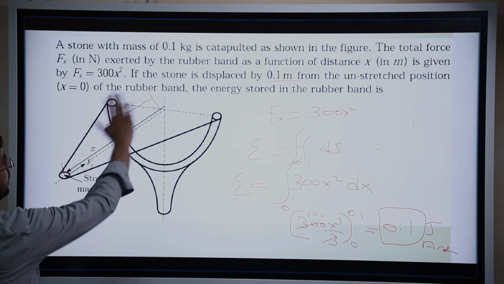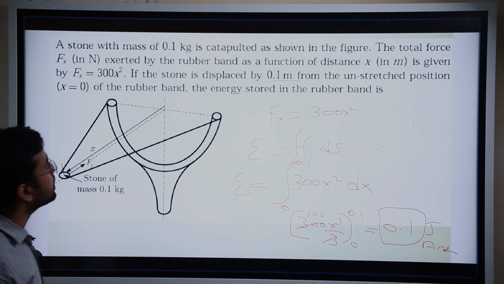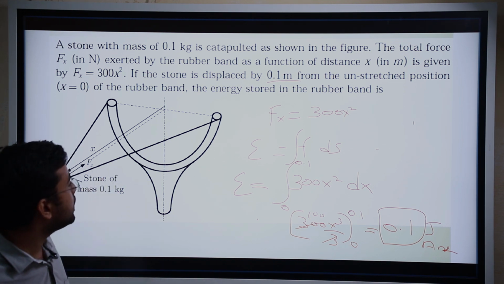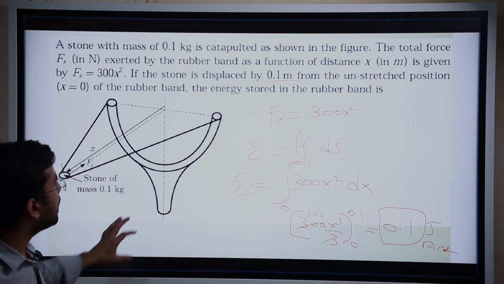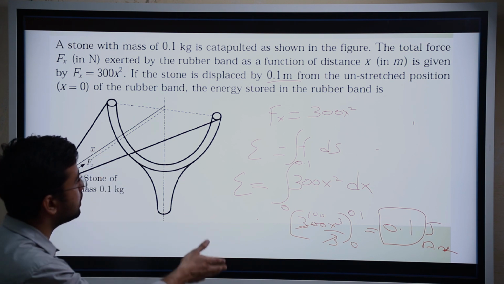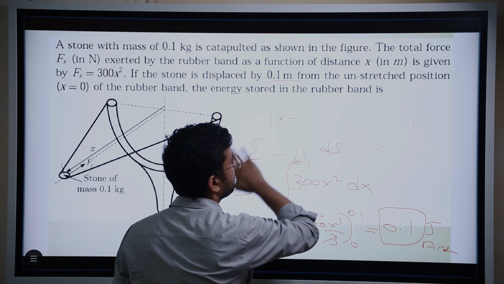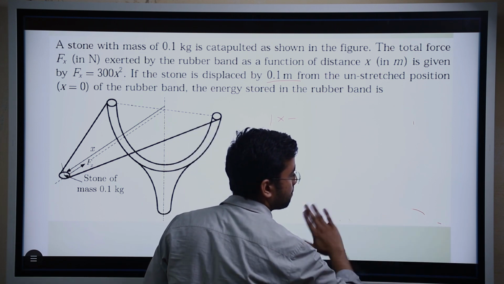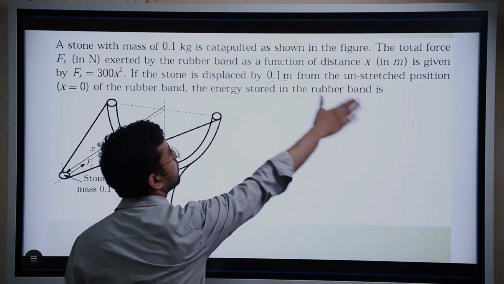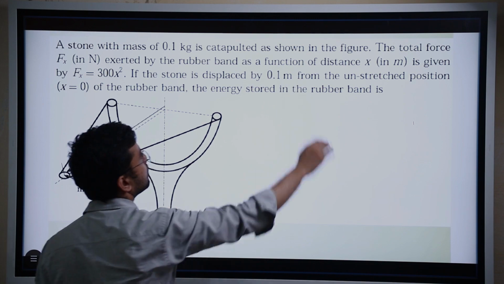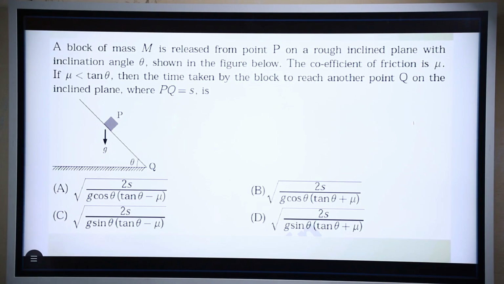Okay, then let us move to the next question. It is a very easy question, but what normally happens when we see this type of diagram is that we get scared, and we leave the question. But it was actually a very easy question. So now let us move to the next question.